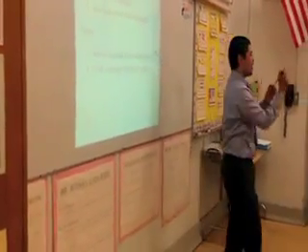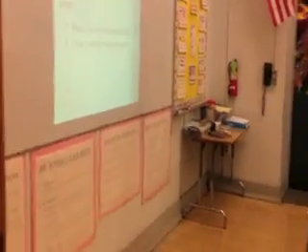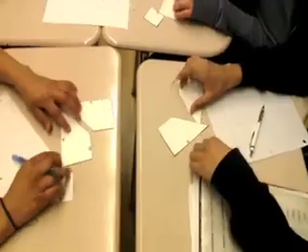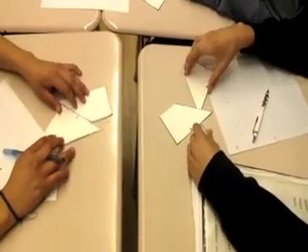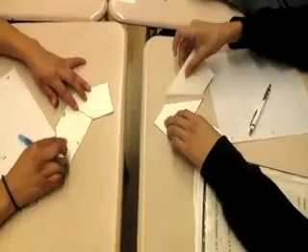Now, what I want you guys to do, with the remaining shape that we had, you know how we had that L shape looking thing? I want you to create a rectangle with that. Create a rectangle with the remaining two parts, the two larger parts. Make a rectangle. Two different sizes.